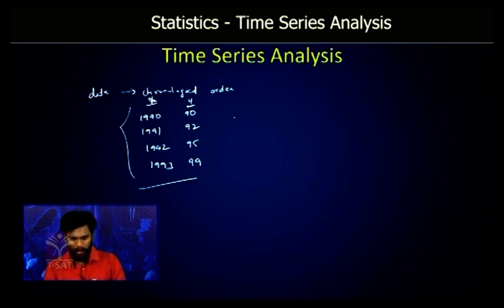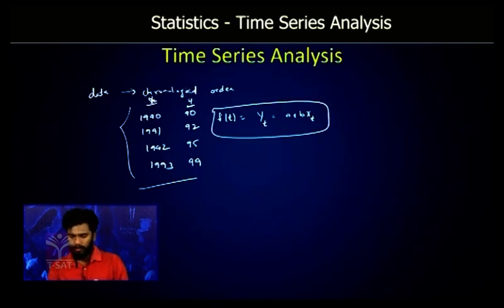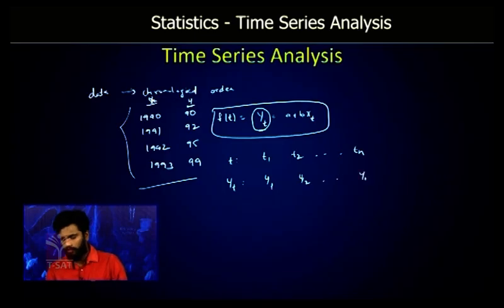Now this time series we can represent mathematically as yt is equal to a plus b xt. You can call it as f of t, function of t. Now this y of t is the value according to the time. When time changes, y of t will change. Let us consider the time period 1, time period 2, so on up to time period n, and y of t has corresponding values y1, y2, so on up to yn.